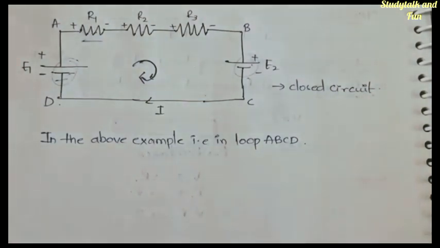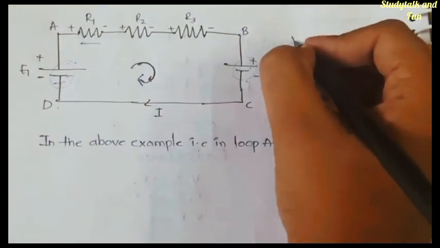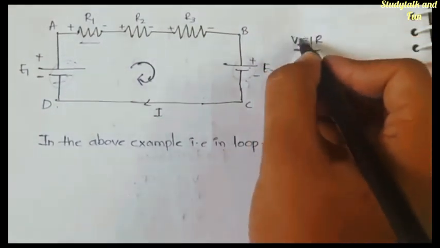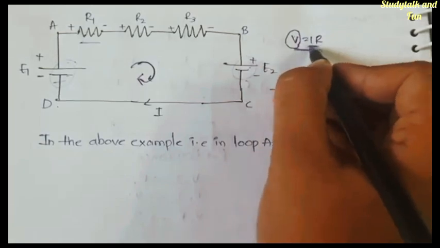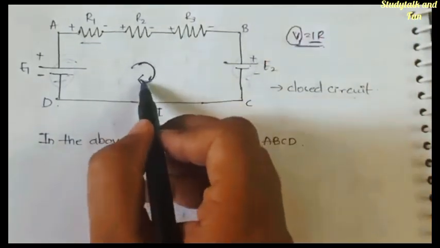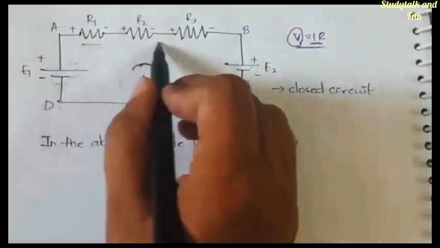You don't know the potential difference at R1, but what do you know from Ohm's law? V is equal to IR, right? So it is not necessarily that every time you should know the potential difference. If you know the current and resistance, you can find it out. Okay, so we are going in this direction, right? Like this we are coming, like this we are coming.